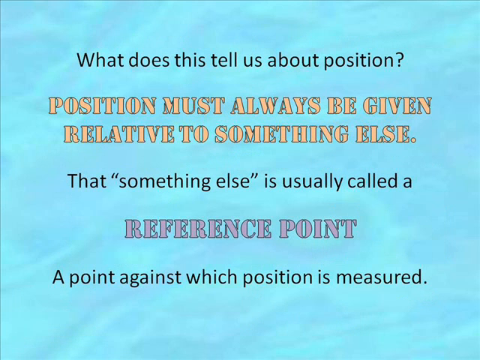So the fact that we can say, no, the book isn't moving, and yes, the book is moving, what does that tell us about position? Well, it tells us that position must always be given relative to something else. That something else is usually called the reference point, and it is a point against which position is measured.